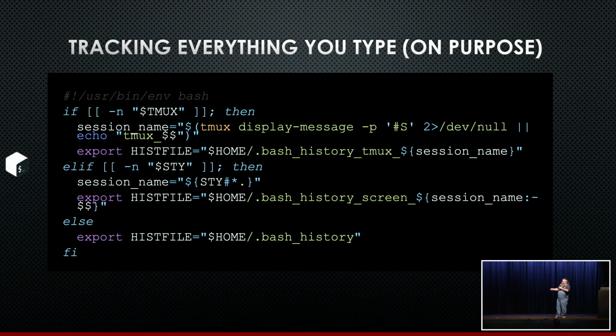And then I will export this variable called HISTFILE. That is the history file to use to log all your commands. By default, it goes to .bash_history. But in this case, if I'm doing a screen session, I want it to go to .bash_history_screen and then the session name of that screen session. Same thing for tmux up here.